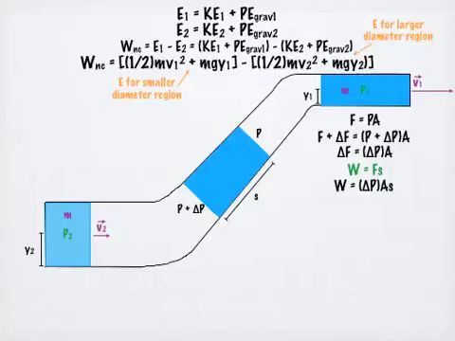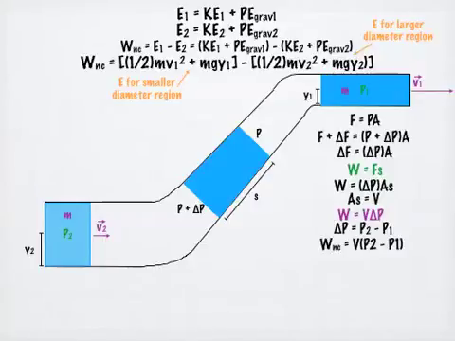The surface area A times the distance S is also the volume of the fluid element, so the work is V times delta P. Delta P is P2 minus P1, so that gives us this for our expression for work done by non-conservative forces. Plugging this expression for work done by non-conservative forces into our work-energy theorem gives us this expression.